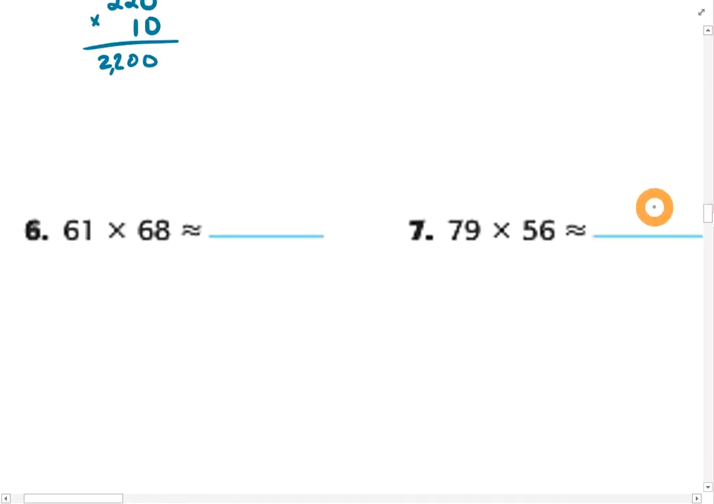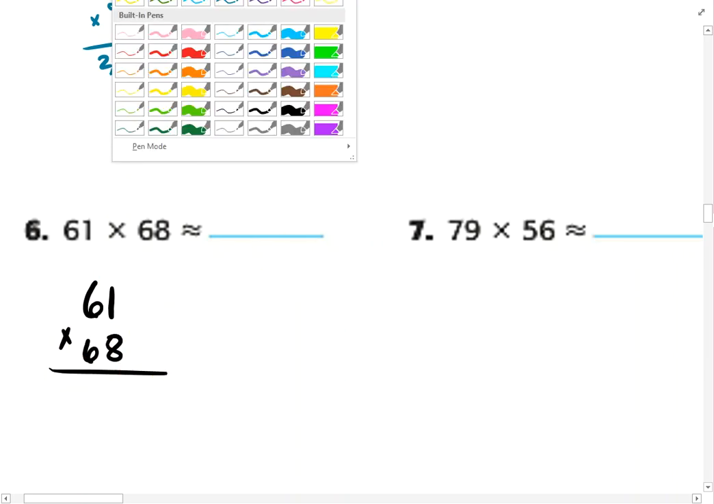Let's look at number 6 with 61 times 68. So again, we don't do our multiplication horizontally, we do it vertically. So I'm going to rewrite this. It takes no more than just a few seconds to rewrite this vertically. Please do that, right? That way you keep everything lined up. You can actually show what you're changing your numbers to just a little bit easier.